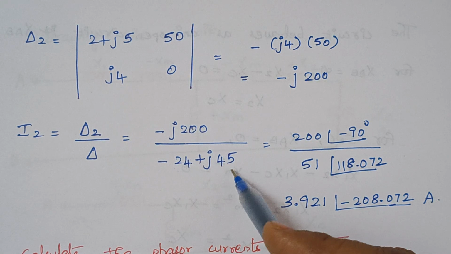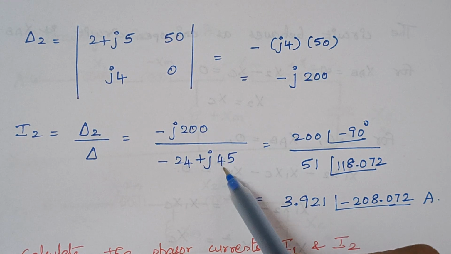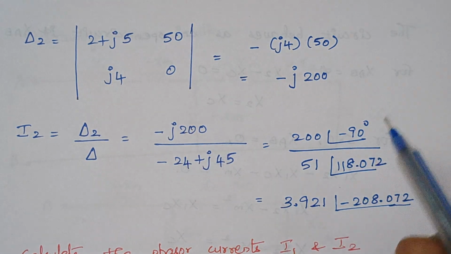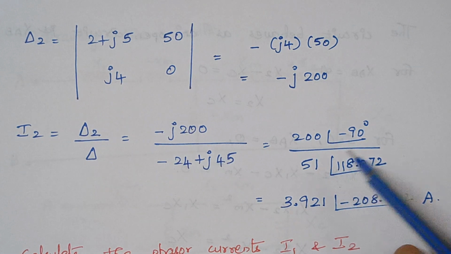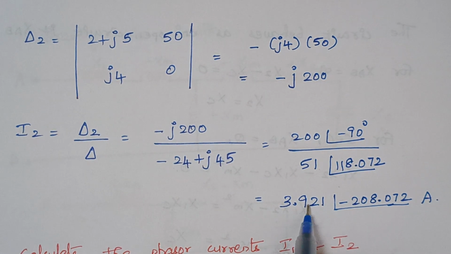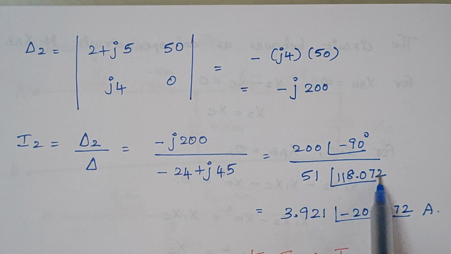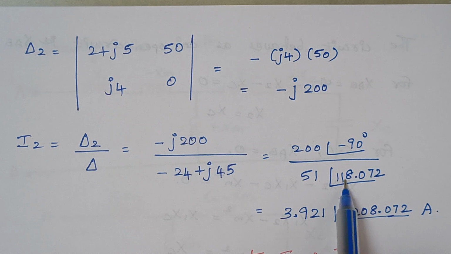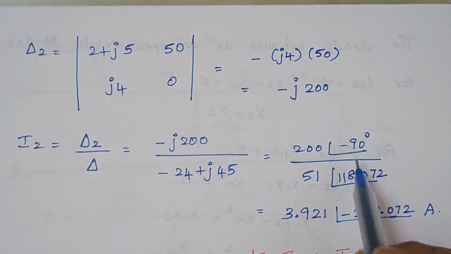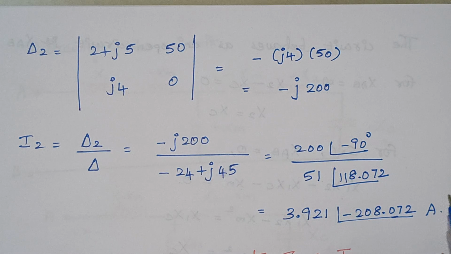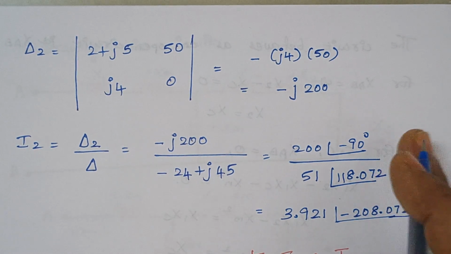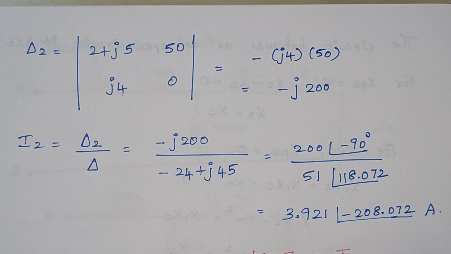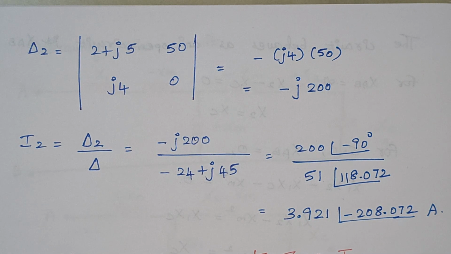But here I have converted these rectangular coordinates into polar form. Once you convert this into polar form, you can directly do this. That is, 200 by 51 is 3.921. And when you shift this angle to the numerator part, the positive angle becomes negative. When both the angles have a negative sign, we can simply add them, keeping the minus sign. So this is the value of current that flows through that 5 ohm resistor.